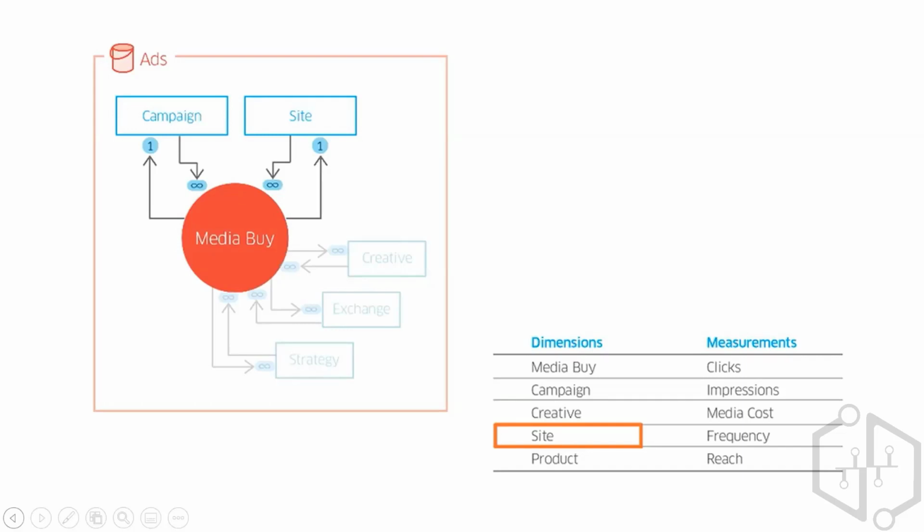So one site can have multiple media buys, but if I consider that one placement on top of the page, that is again attributed to only one site, correct? So one site can have multiple placements, but one placement is attributed to only one site. Clear? Not clear. Confusing. Yeah, I know it's confusing.